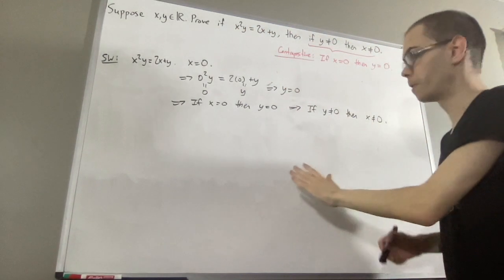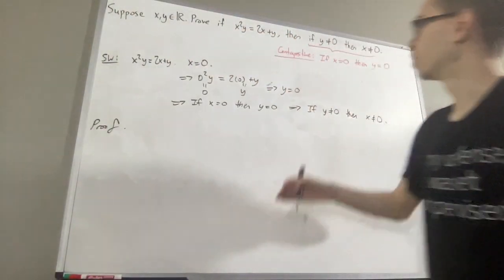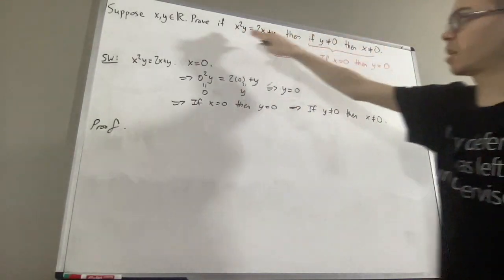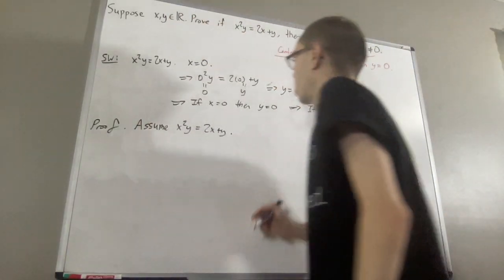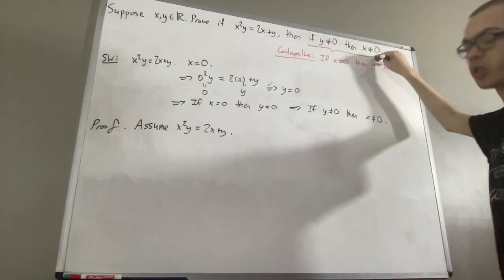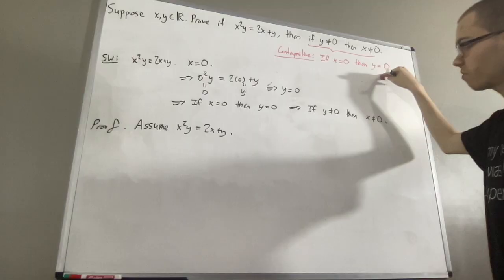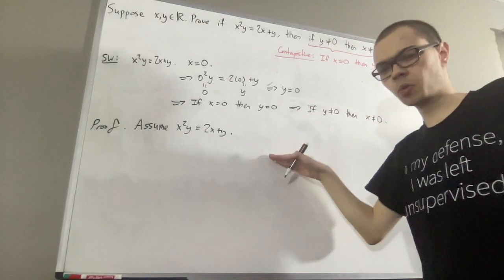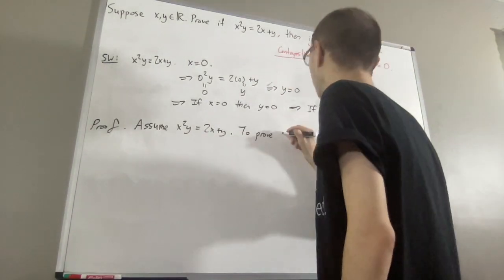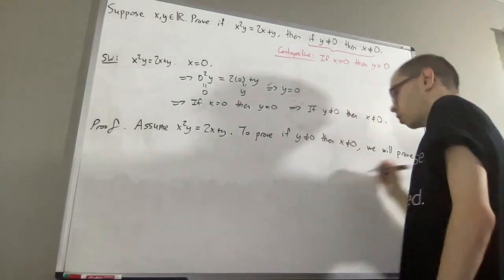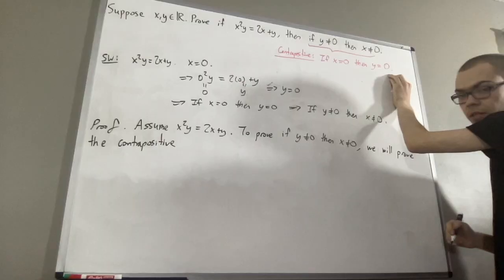We're ready to write up the proof. So, the start of the proof, we're proving this conditional statement, and we make the assumption x squared y is equal to 2x plus y. And from here, we'll try to logically deduce that this statement is true. And the way we did that in our scratch work was, we proved the contrapositive. So, in the proof, I'm going to note that we're proving the contrapositive of this statement. And that indicates that we're going to be proving this statement.